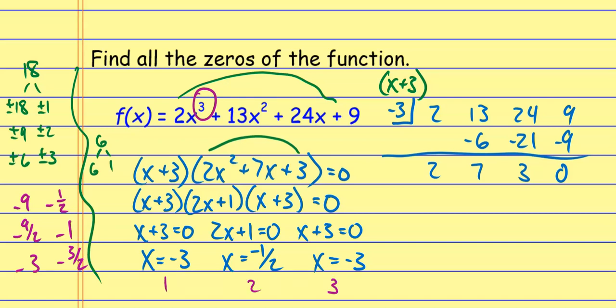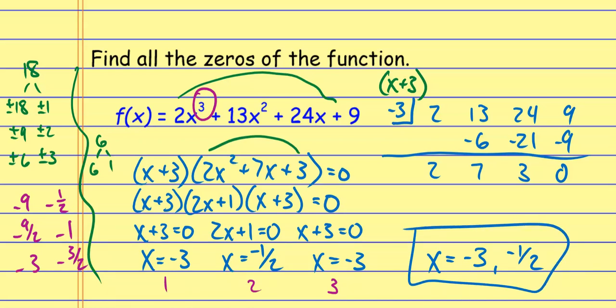Yeah, 2 of them are the same, but that's part of the theorem, okay? When we're counting up those number of responses in conjunction with or comparing to the degree, we have to count those duplicates. But now, of course, when I write my answer, I'd probably just say, hey, x equals a -3 and a -1/2. There's my two answers without writing the duplicates, okay?